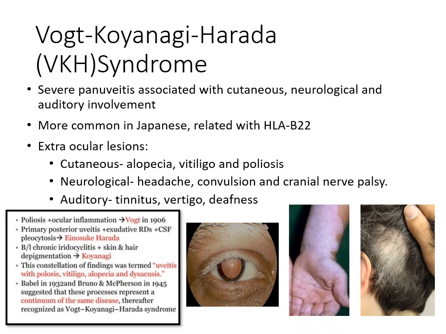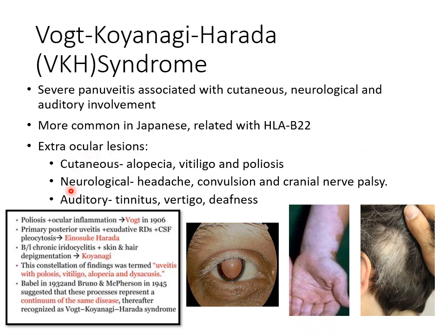Next, we have VKH syndrome, the Vogt-Koyanagi-Harada syndrome. Now, the name is because it's after 3 scientists who discovered 3 different presentations. Vogt discovered poliosis and ocular inflammation. Harada discovered the posterior uveitis with exudative RDs, and Koyanagi discovered the skin and hair depigmentation along with the iridocyclitis, hence VKH syndrome. It is a severe pan-uveitis associated with cutaneous, neurological, and auditory involvement, most common in the Japanese, related with this particular type of HLA.